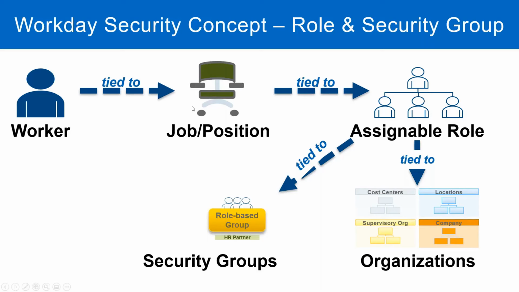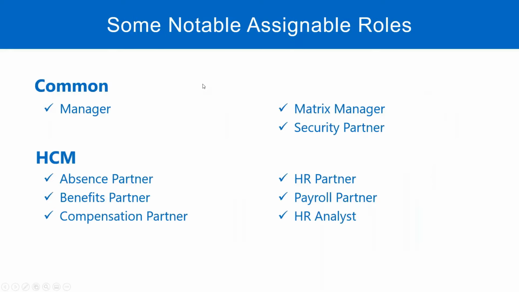So now, what are some examples of common roles? Some common roles are manager, absence partner, benefits partner, compensation partner. Whenever you see the word partner, that gives you a hint that this is a role-based security group or a role. Okay.